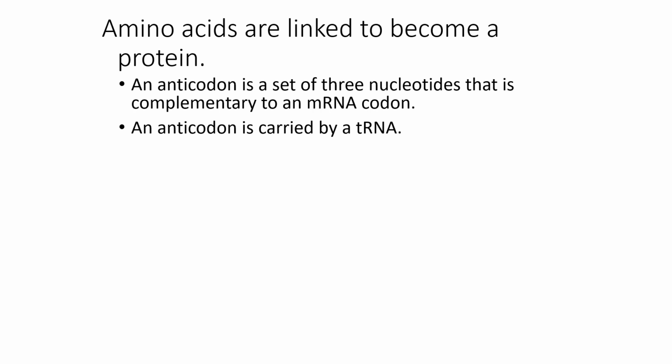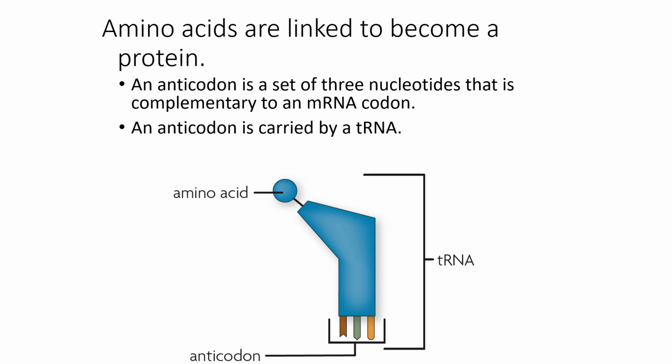Now, amino acids, those little codons together, are going to link to become a protein. So this is the second part of it. We've coded the mRNA. We know what amino acids they link to. But now we need to actually do the process.